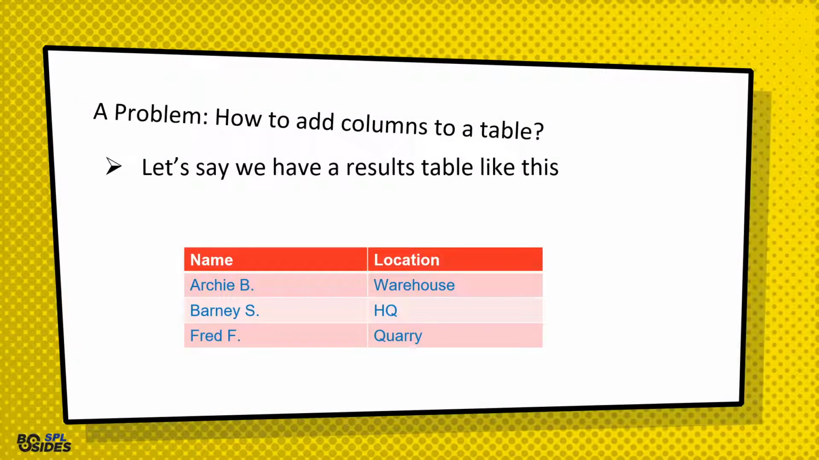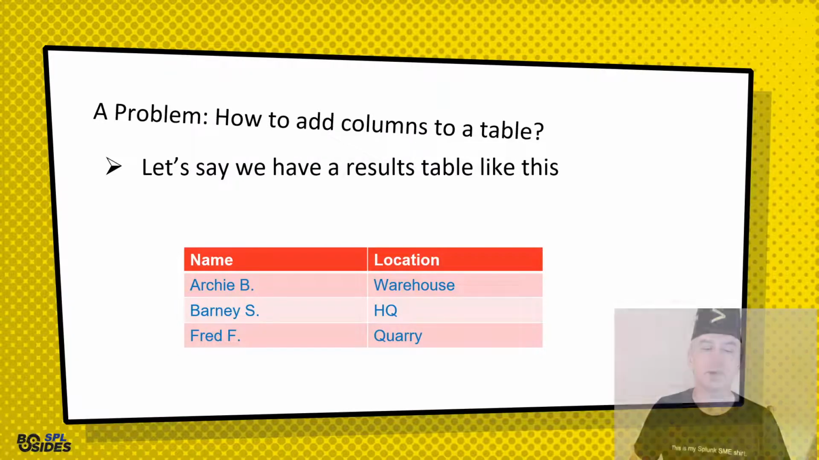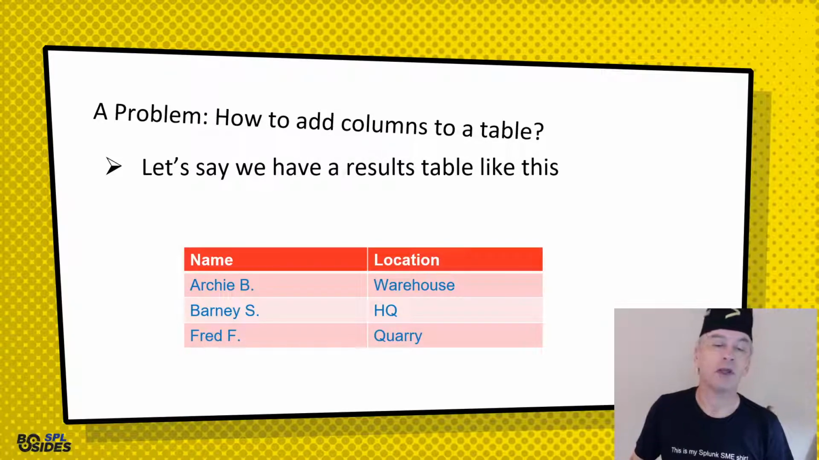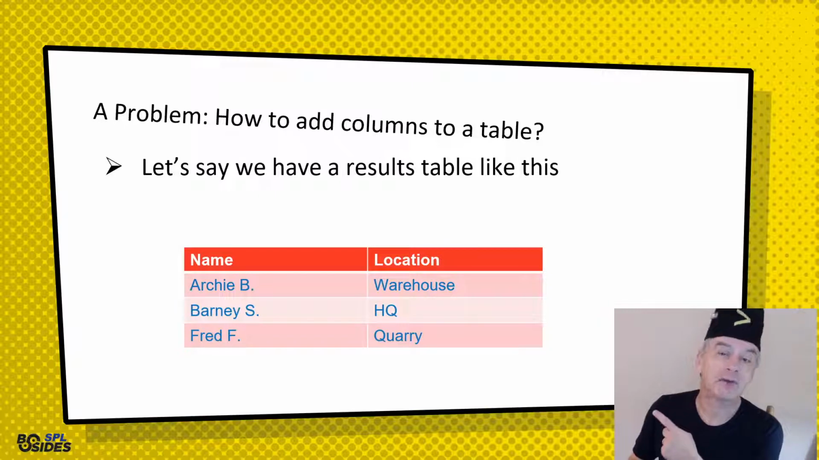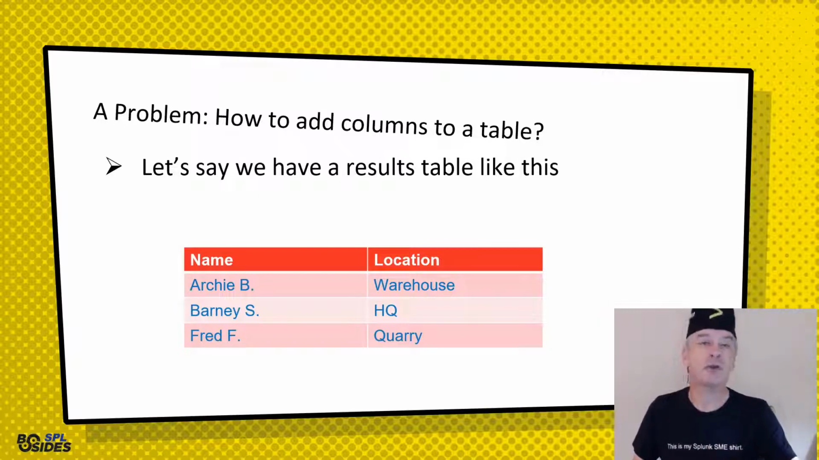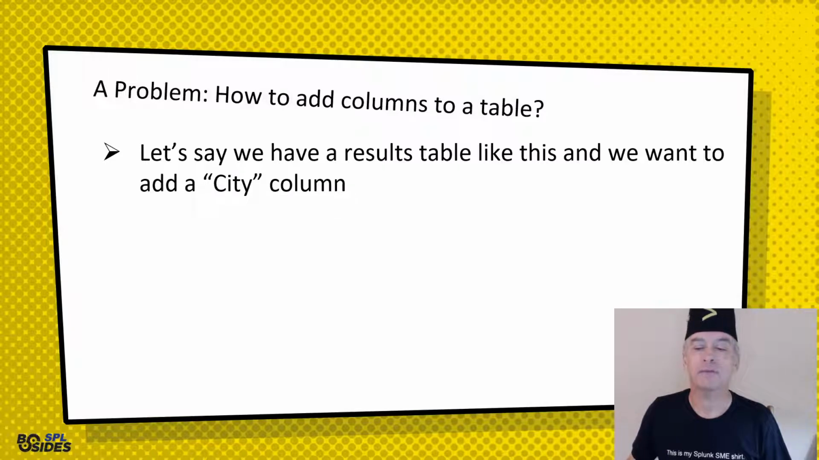Let's begin with a simple example. Suppose we have a report that returns employee names and their work locations in a table that looks like this. Of course, in real life, we probably have many more results, but this is what fits on a slide. It's pretty good, but maybe we're asked to add city to where each work location is.